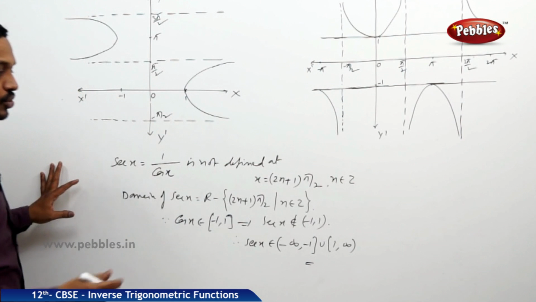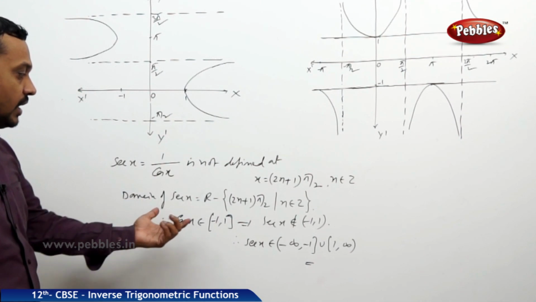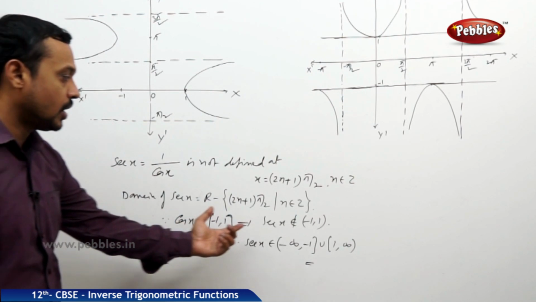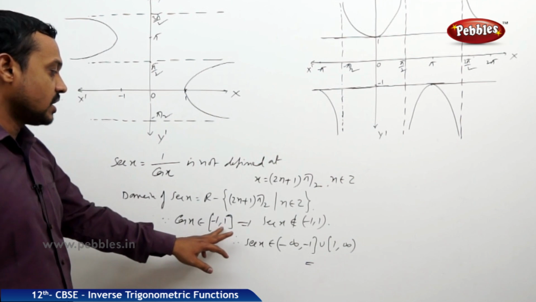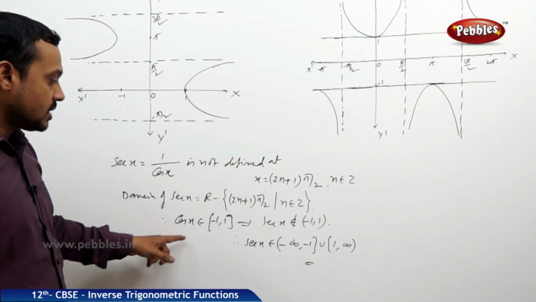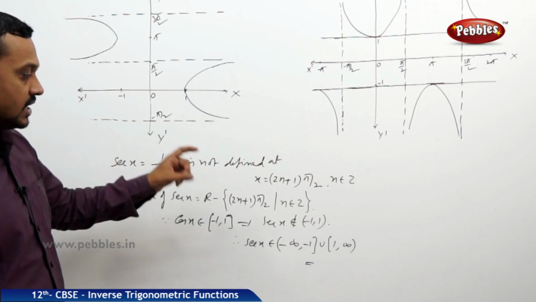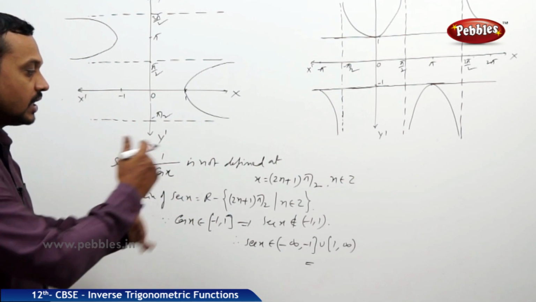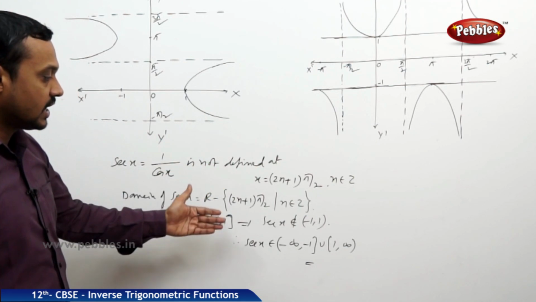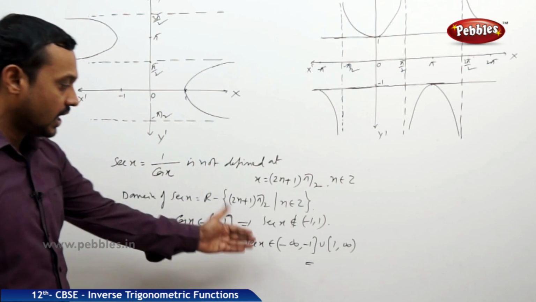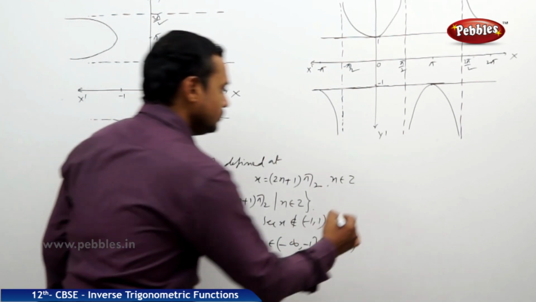It is just like cosecant x. Sin x also lies between minus 1 and 1, hence its reciprocal values do not belong to the interval (minus 1, 1). Similarly, cos x also belongs to the same interval, and its reciprocal values do not belong to it. Hence cosecant x and secant x both are not in that interval. That's why both have the same range: minus infinity to minus 1 union 1 to infinity.